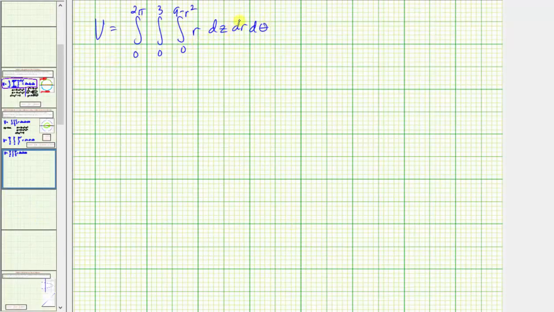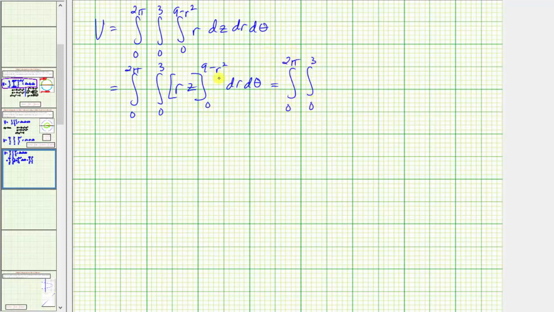So we first integrate with respect to z, treating r as a constant. So we're going to have r times z, or rz. And now we need to find big F of b minus big F of a, and we're making these substitutions for z. So we're going to have r times, and then when z is 9 minus r squared, we just have 9 minus r squared. And then, of course, when z is 0, we just have 0. So this gives us a double integral, where the integrand function is now going to be 9r minus r cubed.